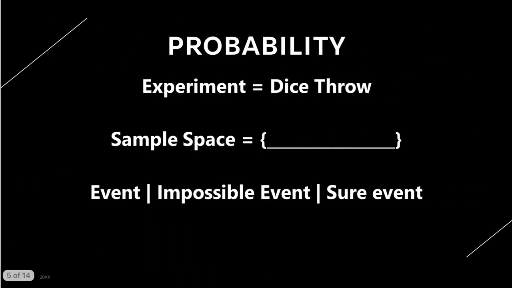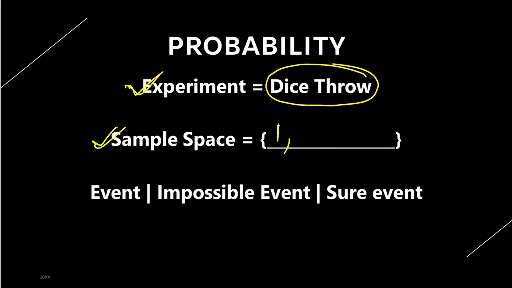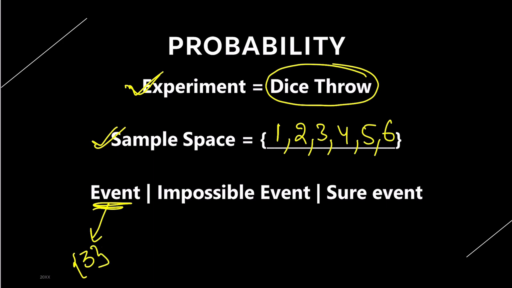Now we'll understand it better from the dice example. What exactly are we experimenting? We are throwing a dice. What is the sample space? The sample space is 1, 2, 3, 4, 5, 6. What is an event? An event is one time I threw a dice and what came? Suppose number 3 came. That is one event. One time I threw a dice and the number that came was, say, 4.